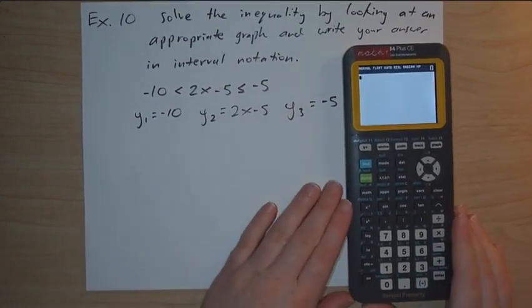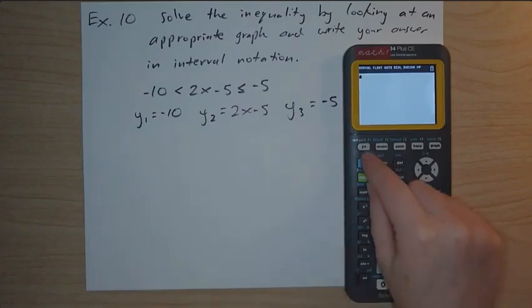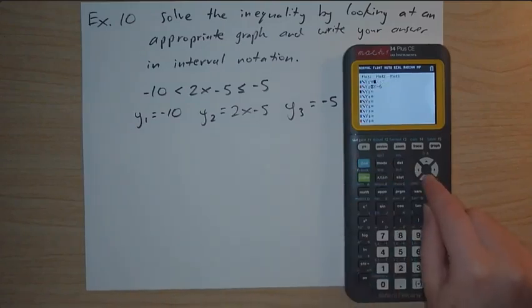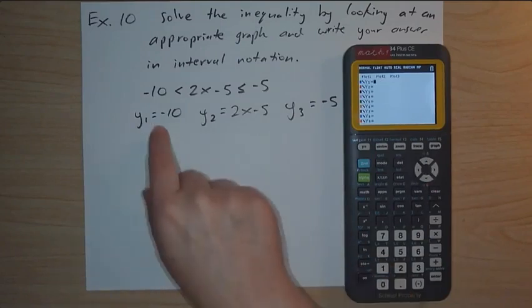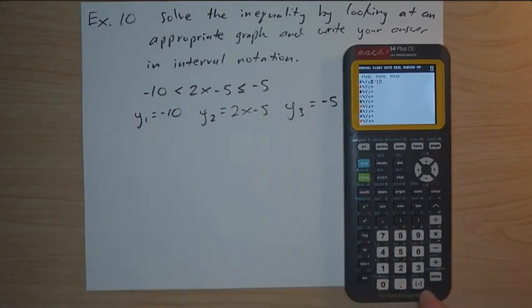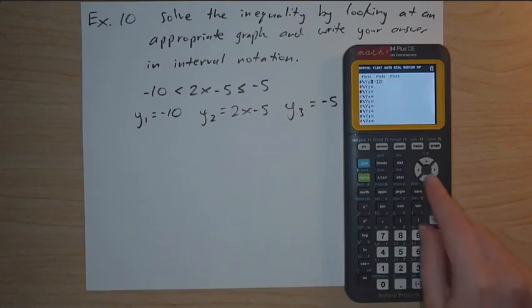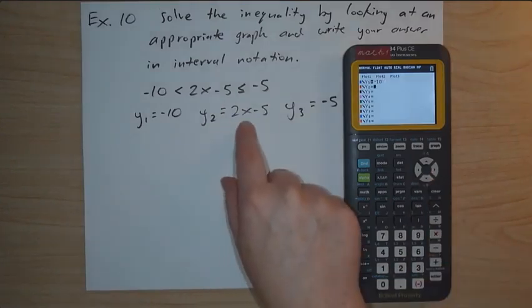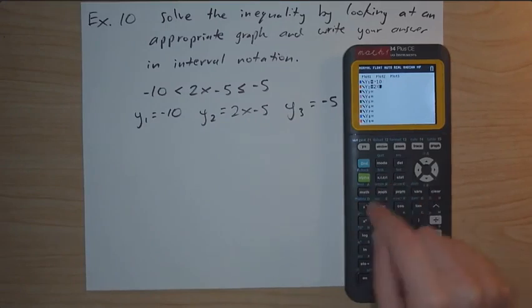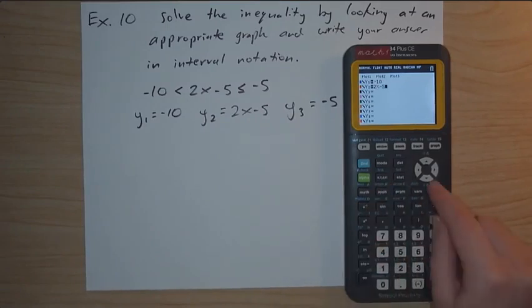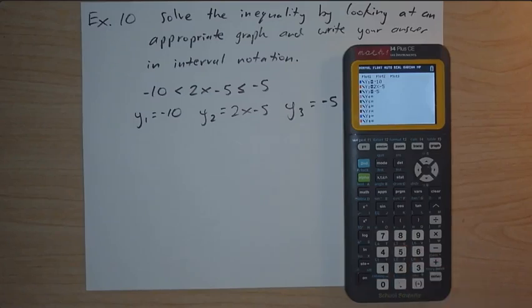So turning it on, we're going to go into our y equals. We're going to clear what was already there. y1 is negative 10. Note that you have to press the negative sign and not the minus sign, or else it will give you an error later on. y2 is 2x minus 5. And then y3 is negative 5. Once you do that, you can press graph, and it'll bring up those three lines for you.